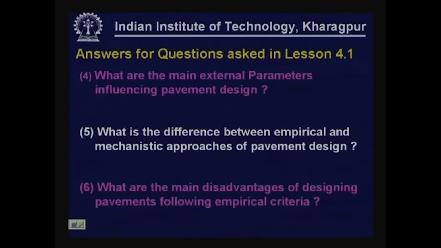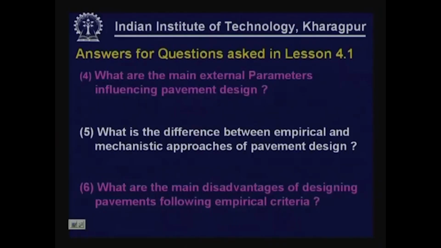What are the main external parameters influencing pavement design? This was discussed in the lesson also. The main external parameters are subgrade, traffic loads and climatic factors. What is the difference between empirical and mechanistic approaches of pavement design? Empirical is the design or criteria developed based on experience and some simple parameters, whereas in the mechanistic approach the experience is correlated to some mechanistic parameters like stress, strain and other critical parameters.